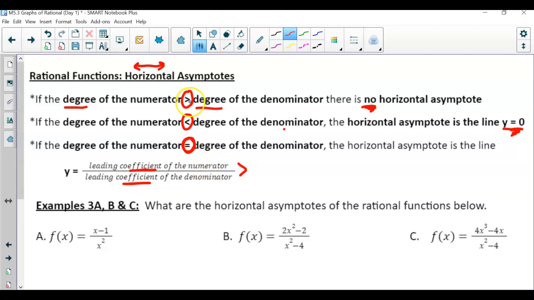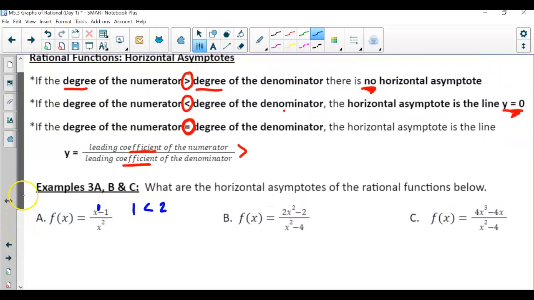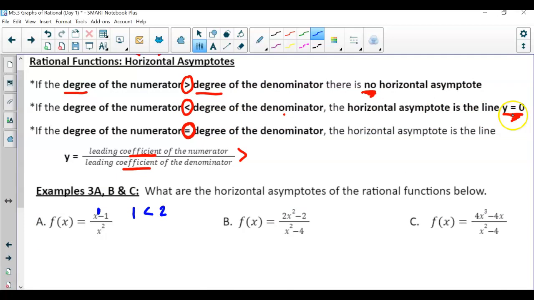So again, if the numerator's degree is greater than, there's no horizontal asymptote. If it's less than, y equals 0. And if it's equal to, you have to set up the fraction using the leading coefficients. Like for example, look at the degrees. Well, x in the numerator is just 1. Well, 1 and 2 in the denominator. 1 is less than 2. So when it's less than, it's y equals 0.